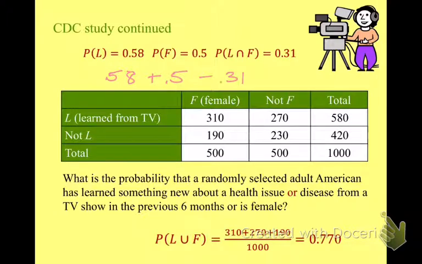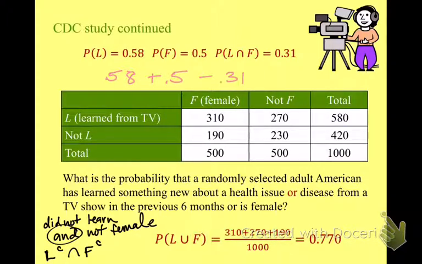So maybe the question says, what is the probability that they did not learn and are not female? So, and then there's an and. So they did not learn, so learn complement, and they're female complement. So they didn't learn and they're not female. It would be this right here, 230 out of 1,000. So that would be 0.23.